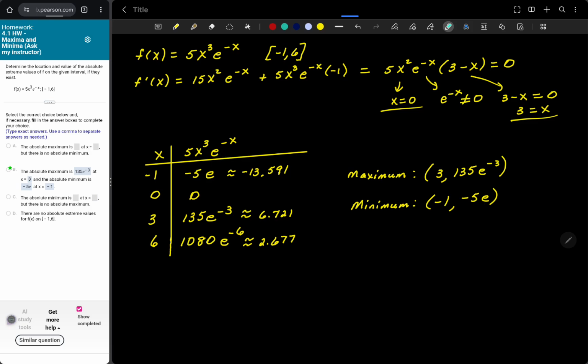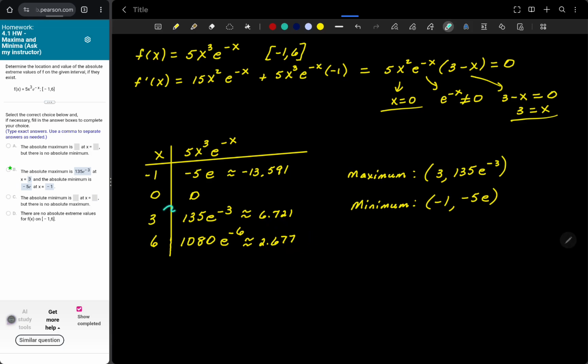And this time, while MyLab wants the exact answers, I felt like I needed to go into my calculator to see what these were to make sure which one was the maximum and which one was the minimum. So I did that here. -5e is approximately -13.591. Of course, the second one's not hard to do. 0 is 0. The third one, 135e to the -3, is approximately 6.721. And then 1080e to the -6 is approximately 2.677.